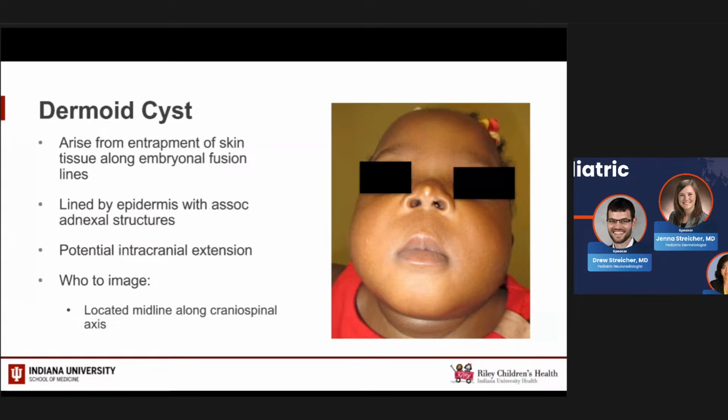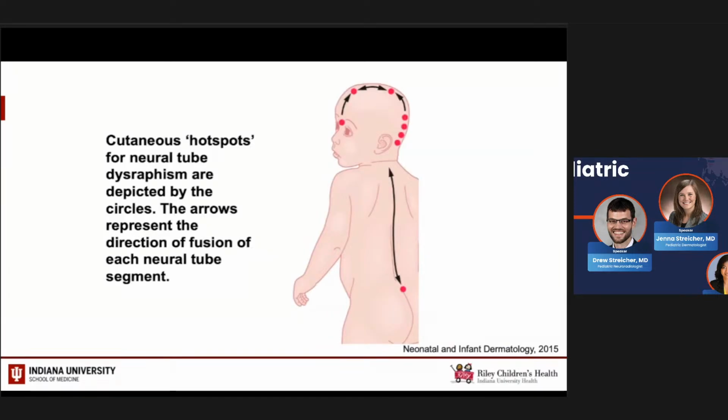I'll show you on the next slide, but the ones that we worry about are the ones located along the midline. I have a good image here to show you. We call these cutaneous hot spots, where you can see these red circles, and those areas represent where the fusion of the neural tube segment occurs. So when I see a lump or nodule anywhere in these locations, it raises my suspicion or concern for a potential extension.